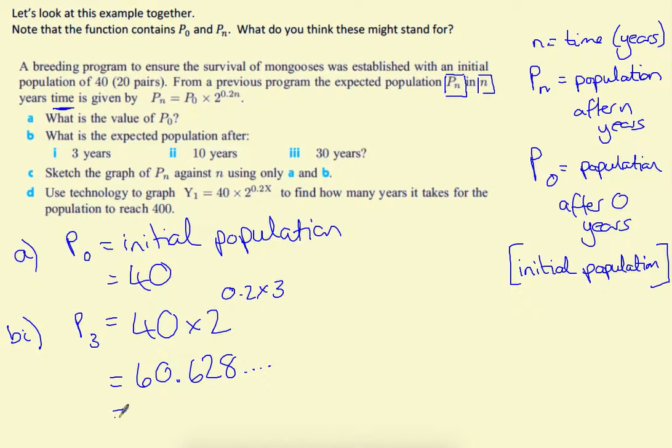60.628... So we could say 60.6, but really if we're talking about the population of an animal, it might be a bit more sensible to round it. You could argue that you need to round up to 61, or you could argue that we haven't quite reached 61 yet and 60 would be more appropriate. Both of those answers would be acceptable.